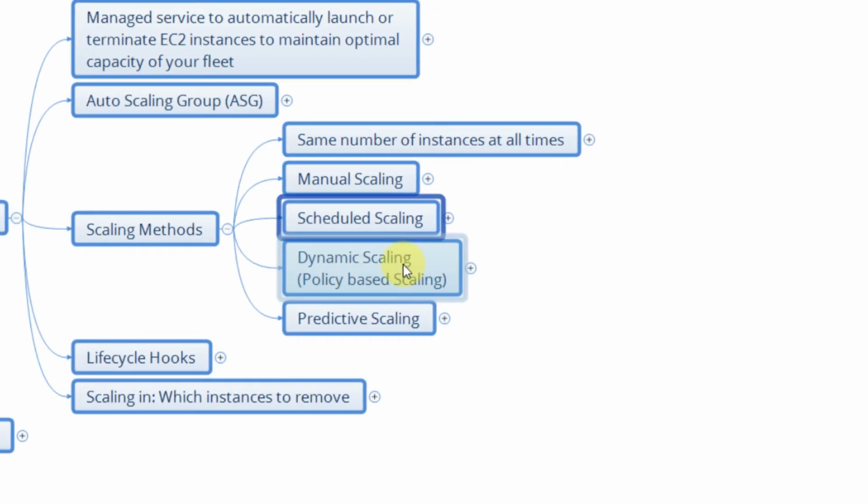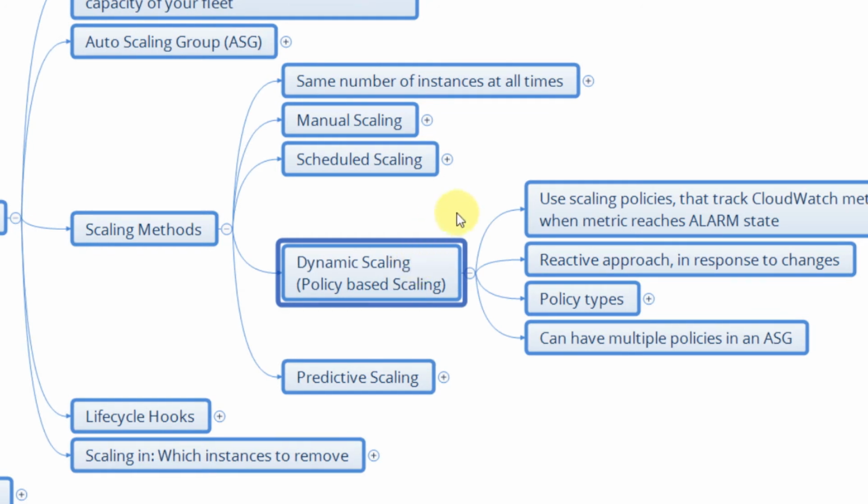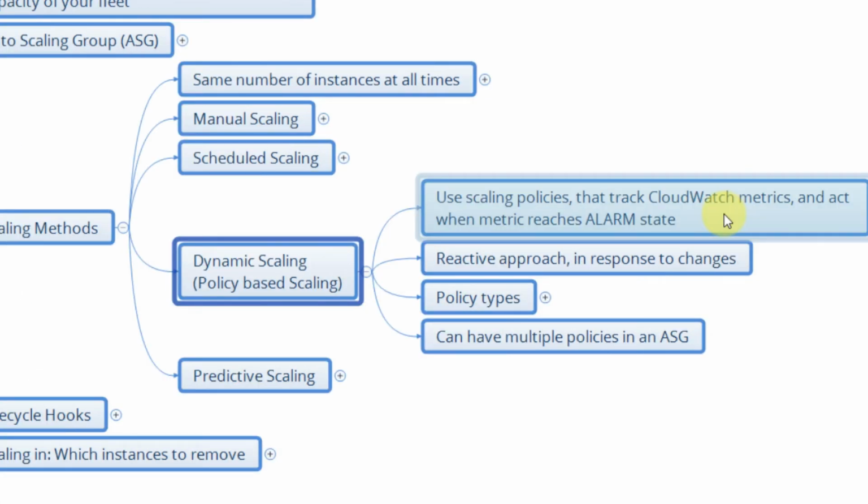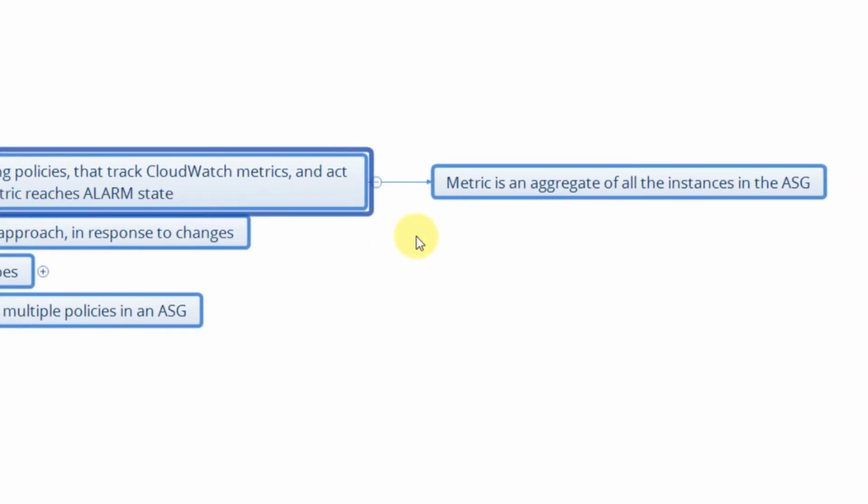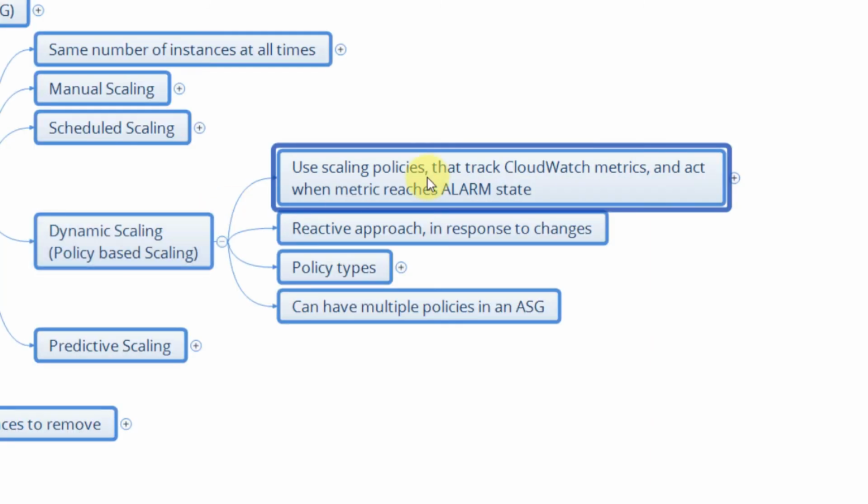This is the most common form of scaling, which is policy based and dynamic. So you specify policies, and the policies track CloudWatch metrics for the EC2 instances in your scaling group. And when the metric reaches the alarm state, a scaling action is taken. Note that the metric is an aggregate value of all the instances in the auto scaling group. So the dynamic scaling approach is a reactive approach in response to changes.